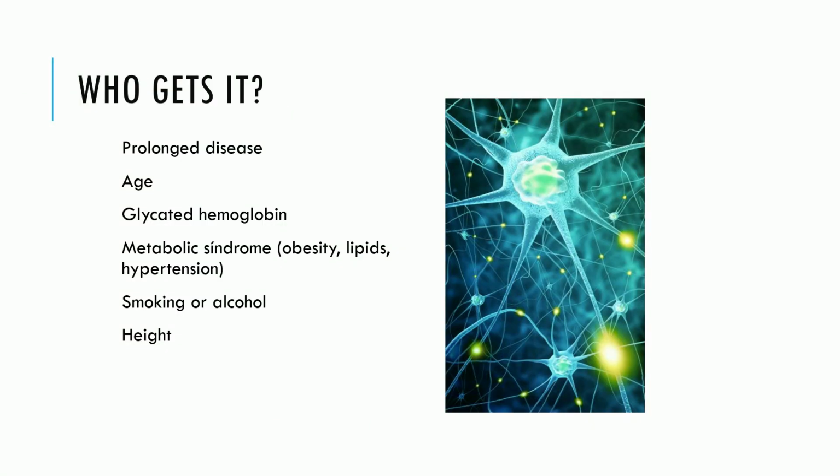Who gets it? Basically, a patient with diabetes with a prolonged disease. Although the prevalence is basically the same in type 1 and type 2 diabetes, we will find a very different timeline for patients with type 1 and type 2. In type 1 diabetes, we will find diabetic neuropathy a couple of years after the diagnosis, because we, of course, diagnosed the diabetes the very first day it was severe in that patient.